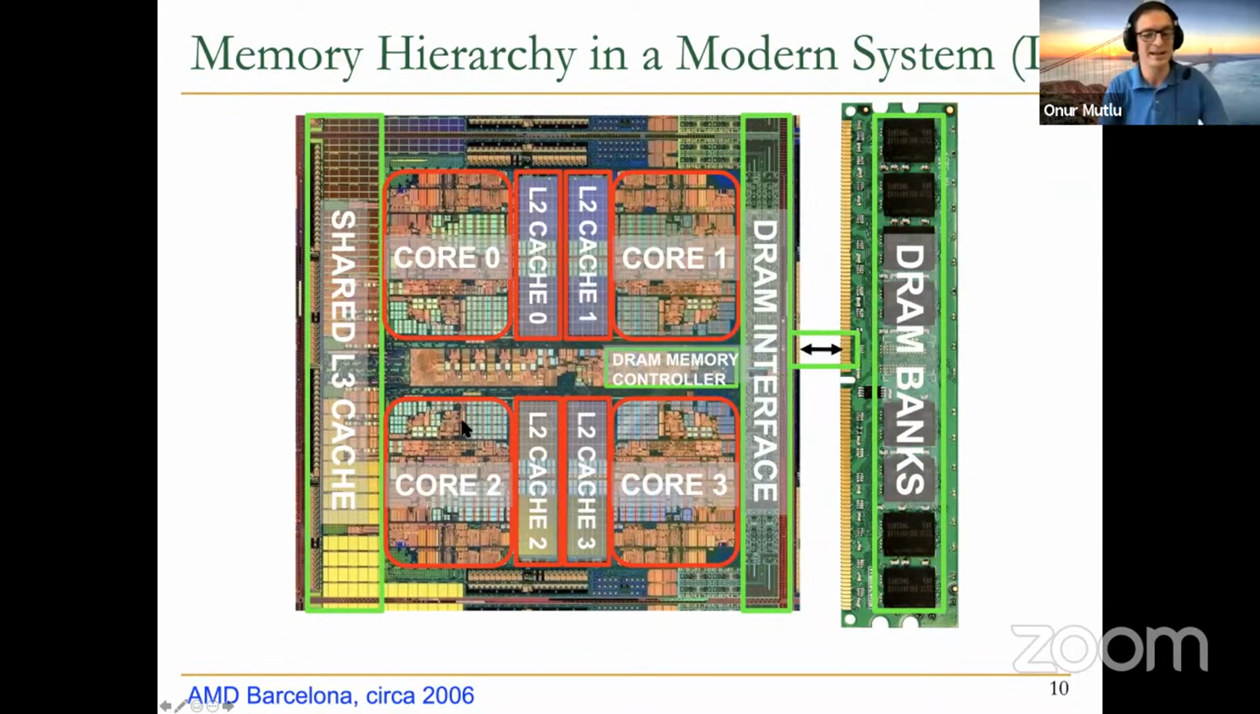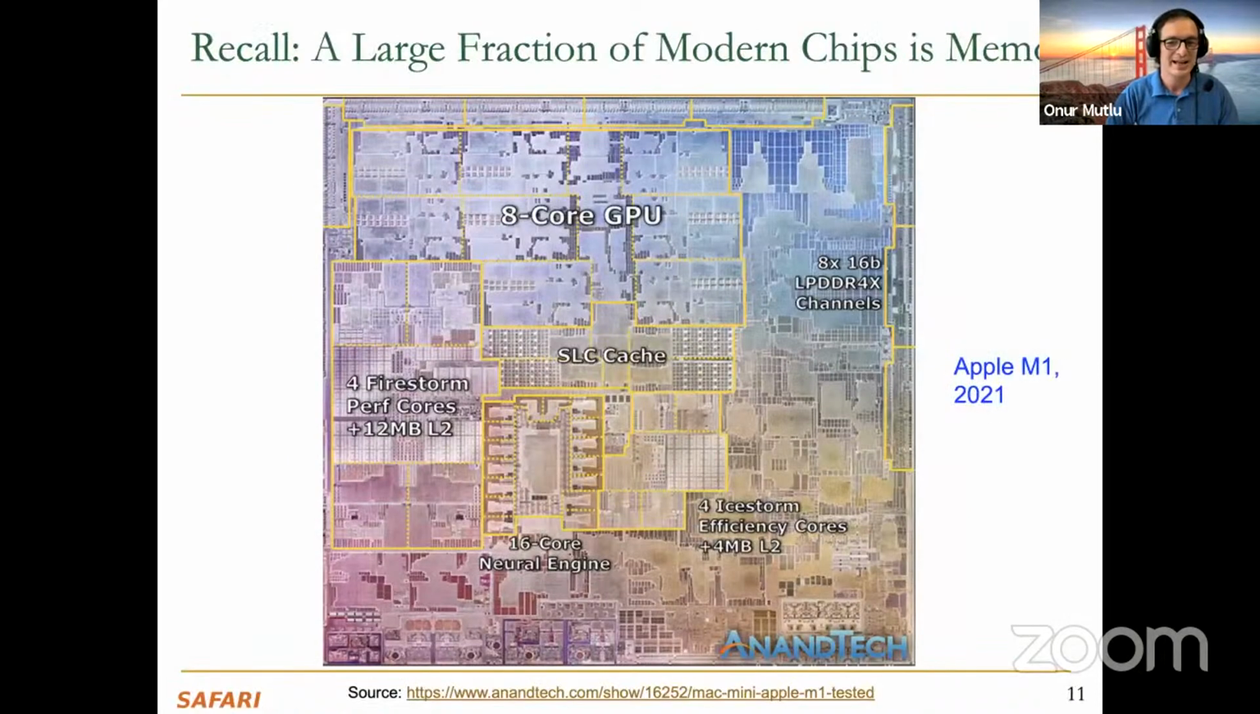We're going to talk today that L1 caches are tightly integrated with the cores, but that's part of the memory system also. Register files are also part of the memory system, as we will discuss today. And recall, I showed you this slide. This is one of the latest chips that we briefly discussed in earlier lectures. This is Apple M1. And you can see that a large fraction of the modern chips is dedicated to memory.